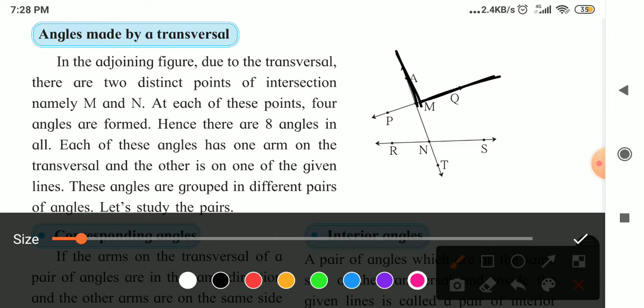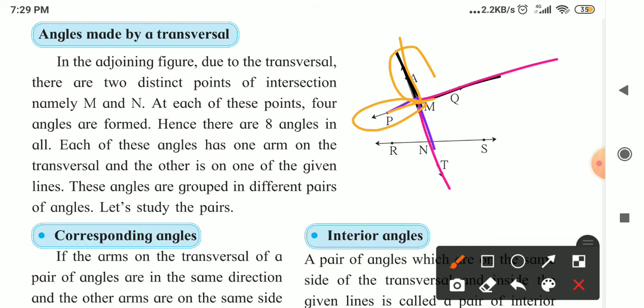If we consider this angle QMN, one arm is on the transversal and another is MQ, which is on the line. The same thing applies. For angle NMP, one arm is on the transversal, which is MN, and MP is on that line. And lastly here we are taking angle PMA. If you notice here, PM is on the line and MA is on the transversal. In this way, and the same thing is there at point N also.